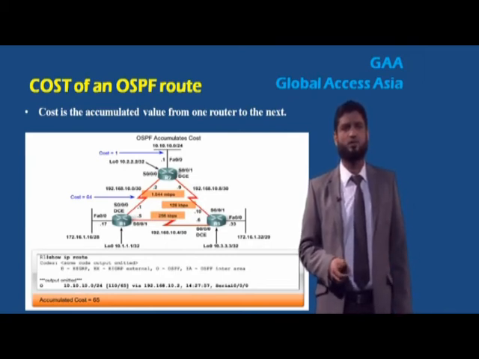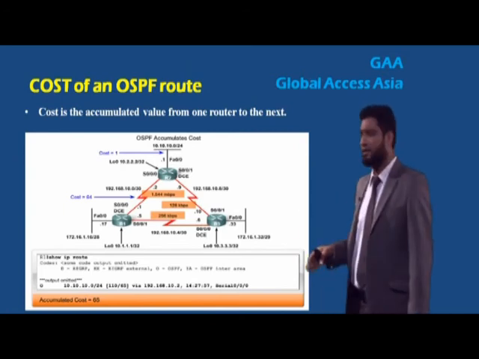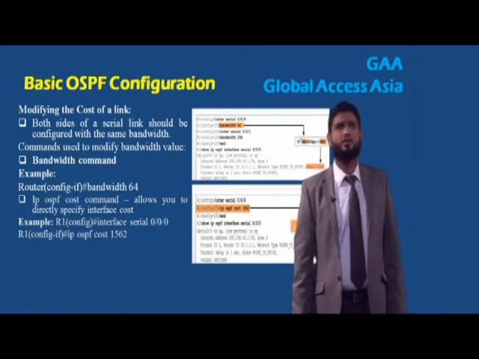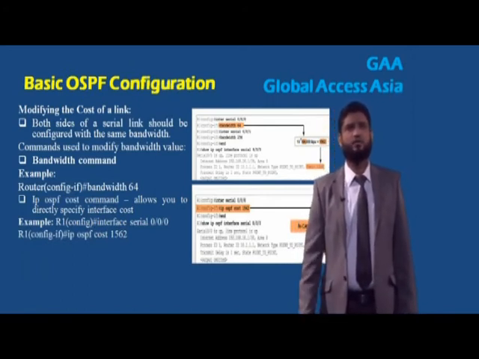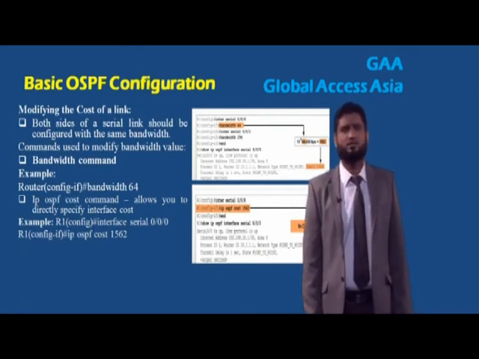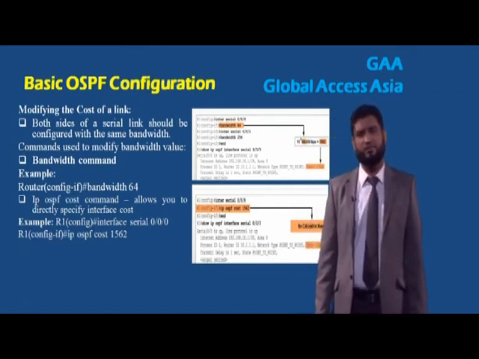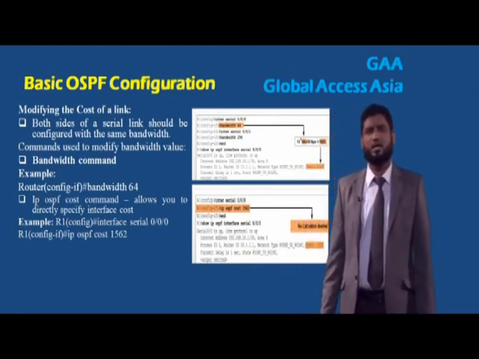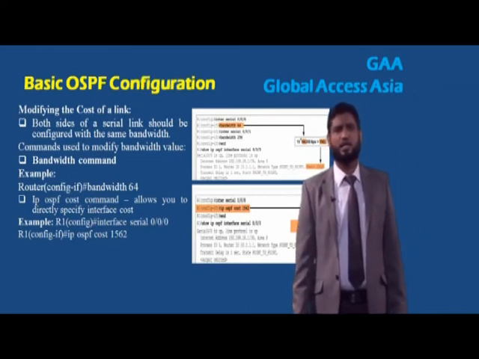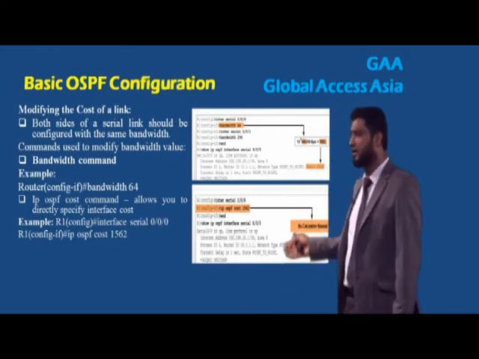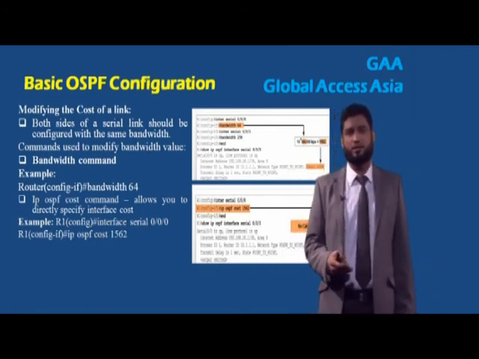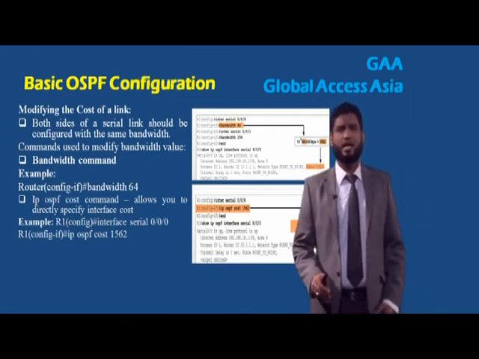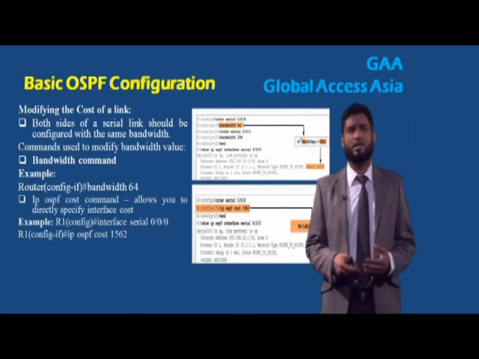From the show ip route command we can see the output and the condition of this topology. In basic OSPF configuration, modifying the cost of a link: both sides of a serial link should be configured with the same bandwidth. Here are the commands used to modify the bandwidth value. For example, from the CLI you can write bandwidth 64. If the link bandwidth is 128 and you write bandwidth 64, the bandwidth of the link will automatically be changed, and the corresponding metric as well.